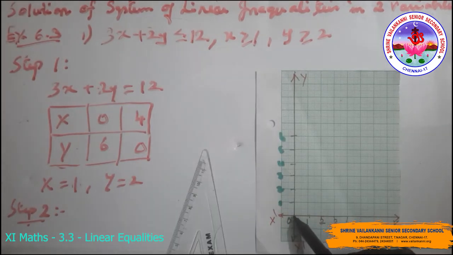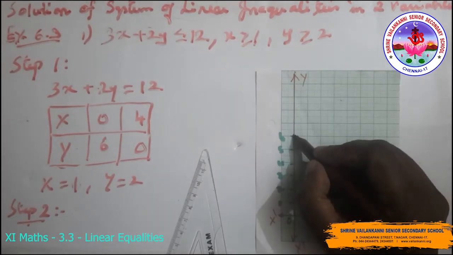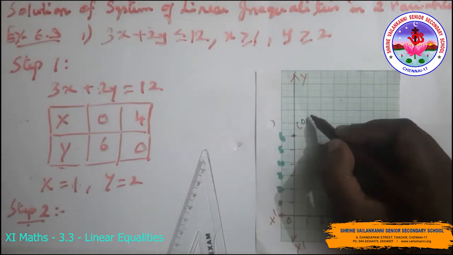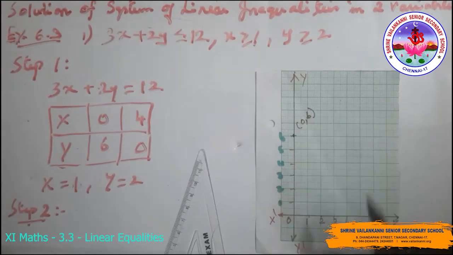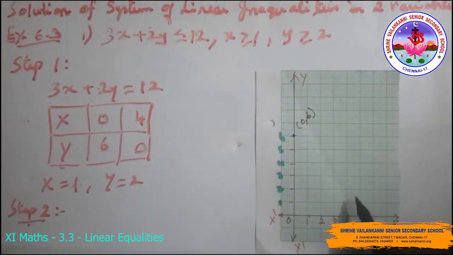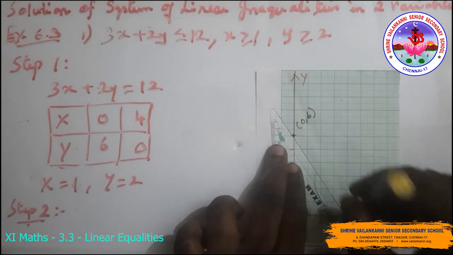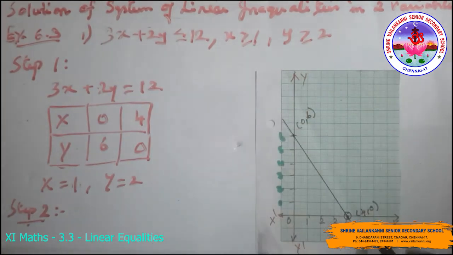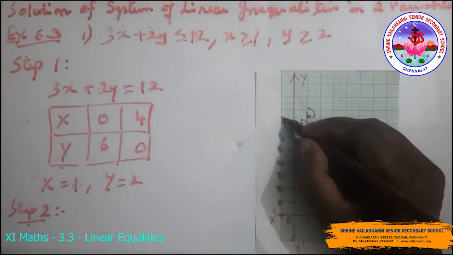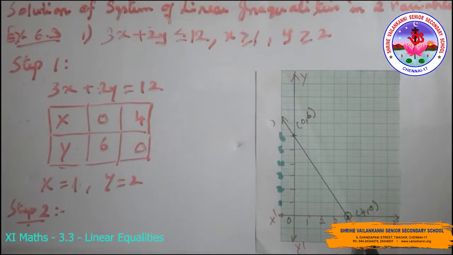So x is 0, y is 6: this point is (0, 6). And x is 4, y is 0: here x is 4 and y is 0. We have to join these 2 points. So this line is 3x plus 2y equal to 12.